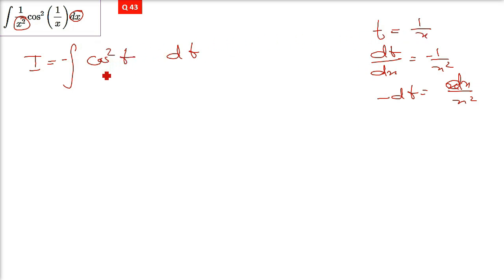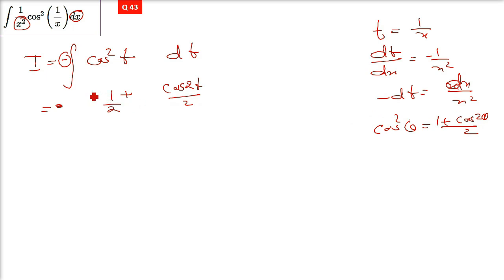Now cos square has a direct solution. That is, cos square t can be directly solved. But we need to use the trigonometric identity here. So this cos square t or cos square theta is 1 plus cos 2 theta by 2. So we'll deal the negative later. 1 plus cos 2 theta by 2 can be written as 1 by 2 plus cos 2 theta by 2. That's what you have to write.